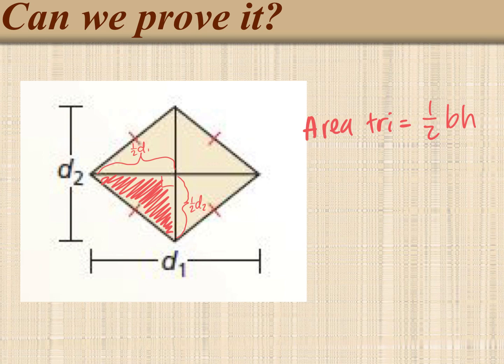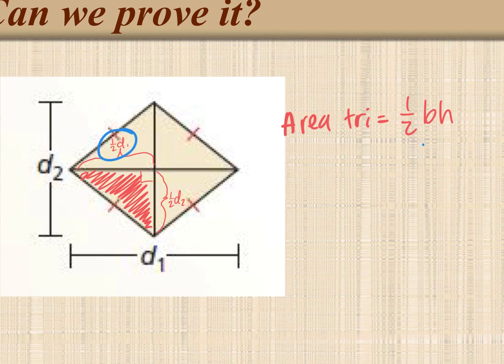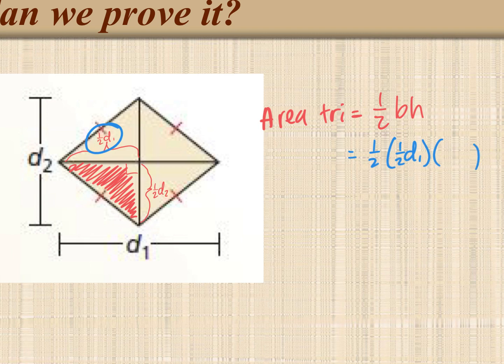What could we use as the base? 1/2 D1. Let's make that our base. So if we make 1/2 D1 our base, let's plug that in. It's 1/2 D1. Remember, we still have a 1/2 out in front. And what can we use for the height then if we make 1/2 D1 our base? 1/2 D2 could be our height. Very good. So let's make this 1/2 D2.